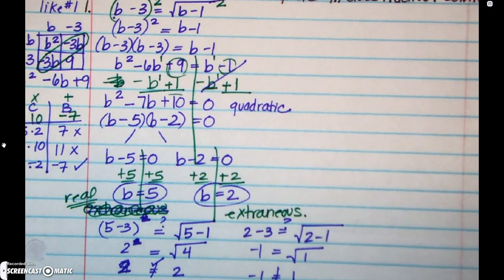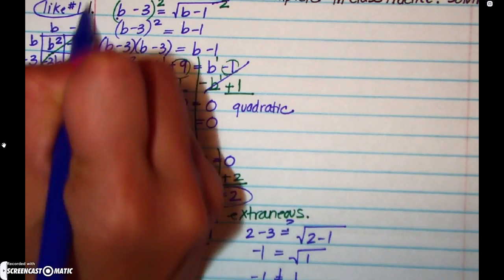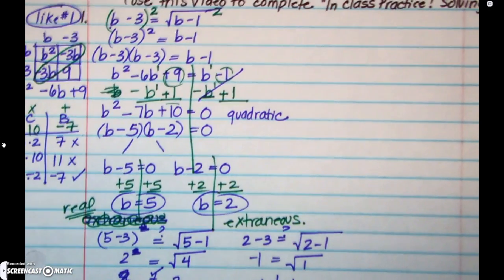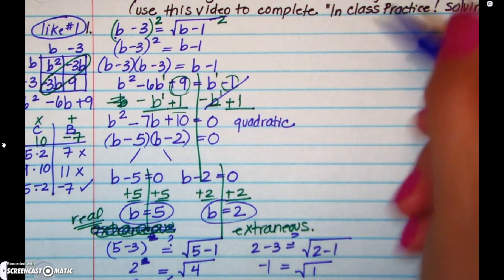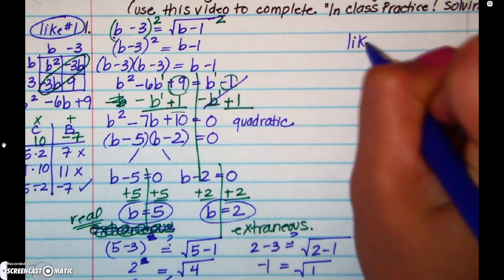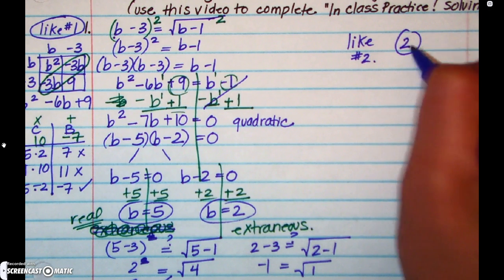So you had two solutions, b equals 5 and b equals 2. One was real and the other one was extraneous. You can use this problem to help you solve number 1. Okay, let's go to the next question. This is like number 2 on your handout, okay?